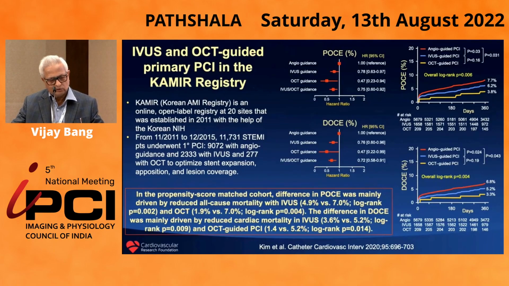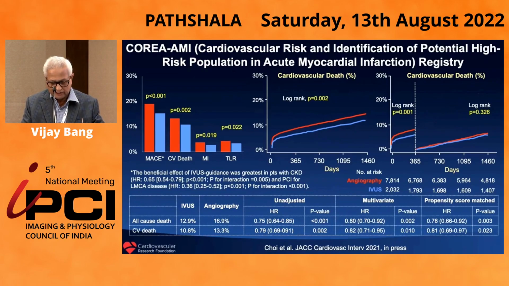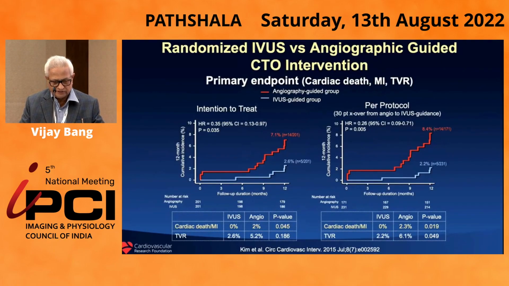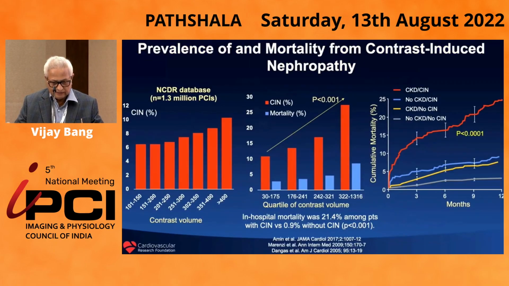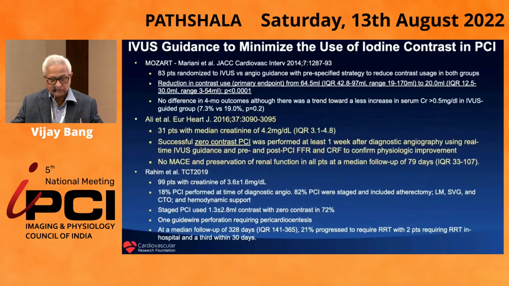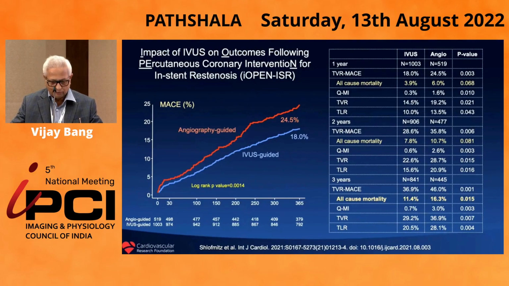IVUS-guided versus OCT-guided primary PCI in ACS has also been shown to have significant mortality and primary endpoint benefit in 2 studies. In CTO also, though there is no pure mortality benefit, a primary endpoint benefit is certainly there. And similarly, we have the issue of doing a PCI in CKD patients, and there is a new concept devised by Ziad Ali: if you do a PCI with no contrast at all, using IVUS guidance, you can reduce the mortality by 25% if the patient doesn't develop contrast nephropathy.